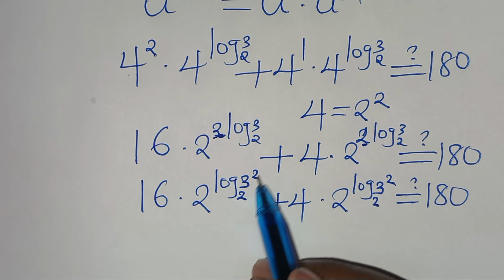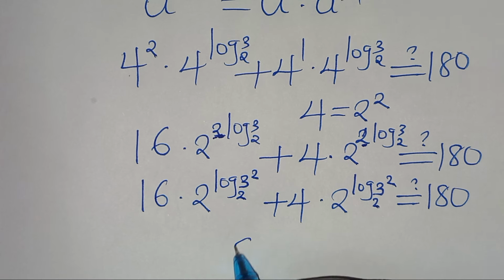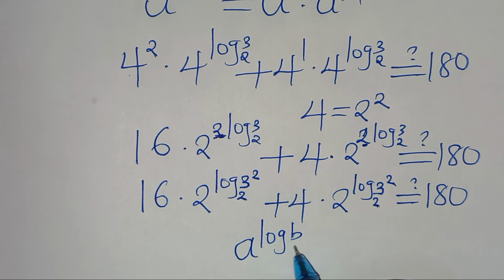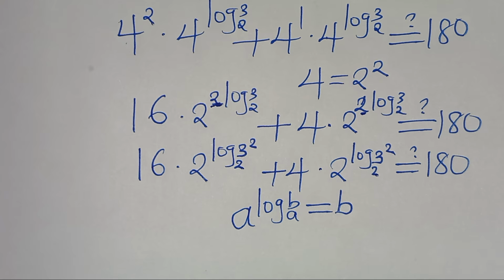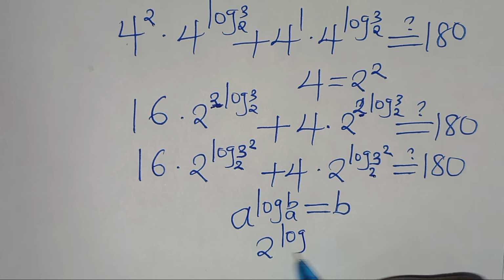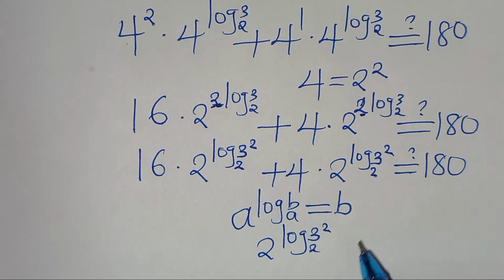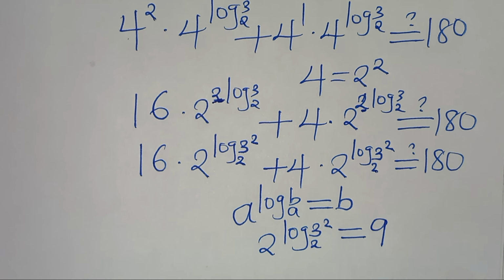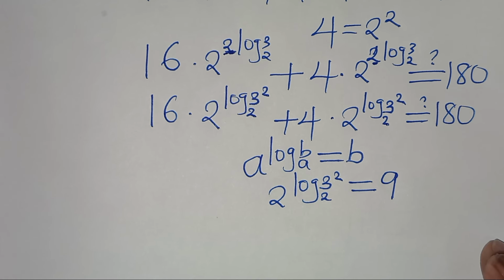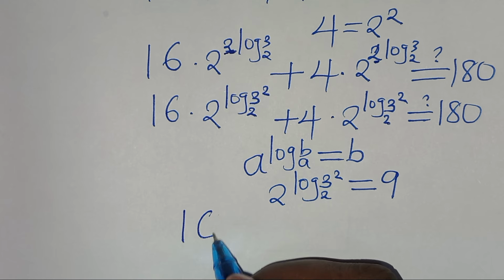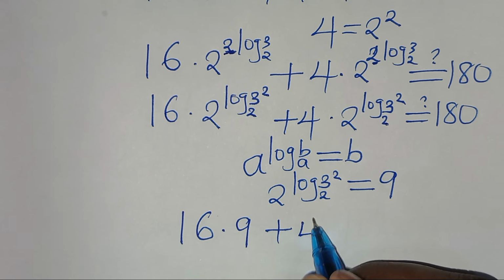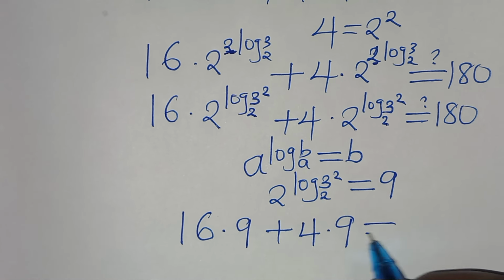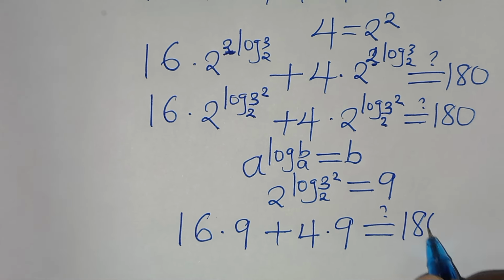So 2 to the power of log 3 squared to base 2. This is in the form of a to the power of log b to base a. This should give us a value of b. So we have 2 to the power of log 3 squared to base 2. This should give us a value of 3 squared, which is 9. So now, this means we have 16 multiplied by 9, then plus 4 multiplied by 9. This is supposed to give us a value of 180.